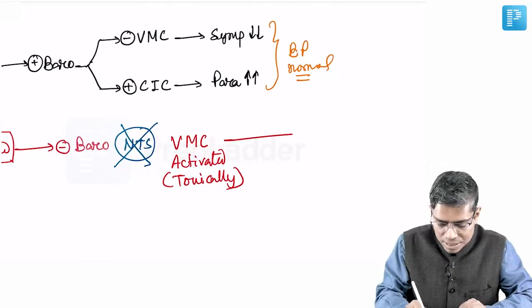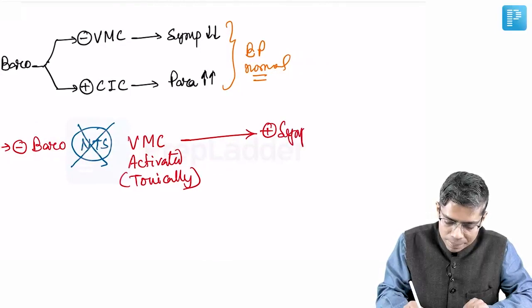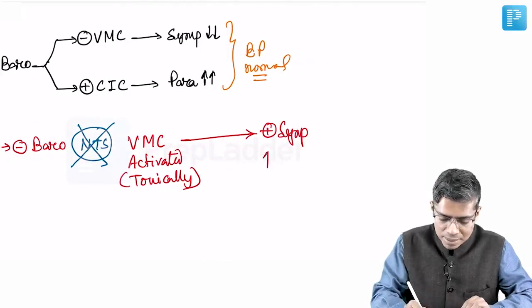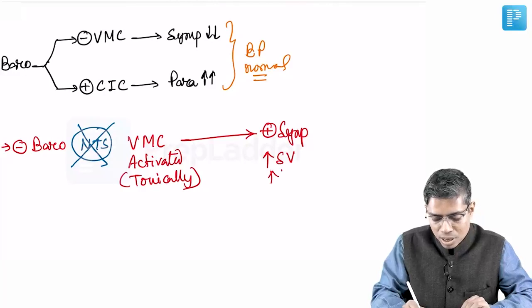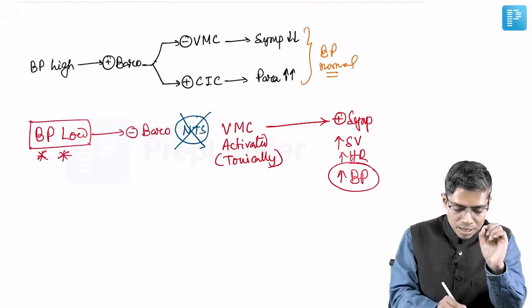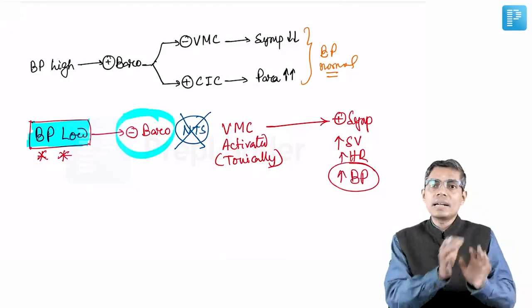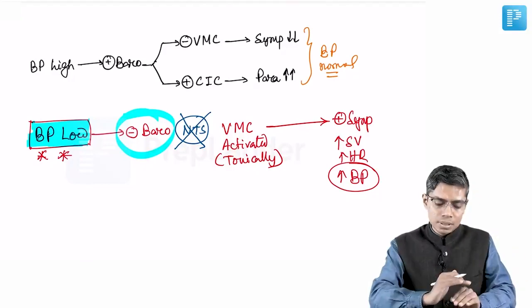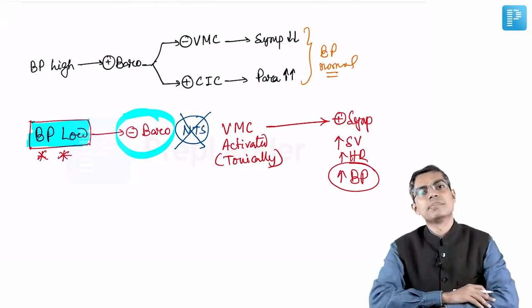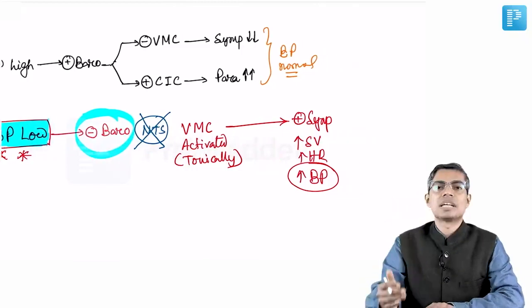And whenever the VMC is activated, we know that it is going to stimulate your sympathetic system, and if your sympathetic system is activated, your stroke volume will be higher, your heart rate will also be higher, and that will increase your blood pressure. So this way, whenever your blood pressure is low, baroreceptor is not doing anything. Baroreceptor is inactivated, but that inactivation of the baroreceptor is activating the RVLM, activating the VMC, and that's why your blood pressure is rising.